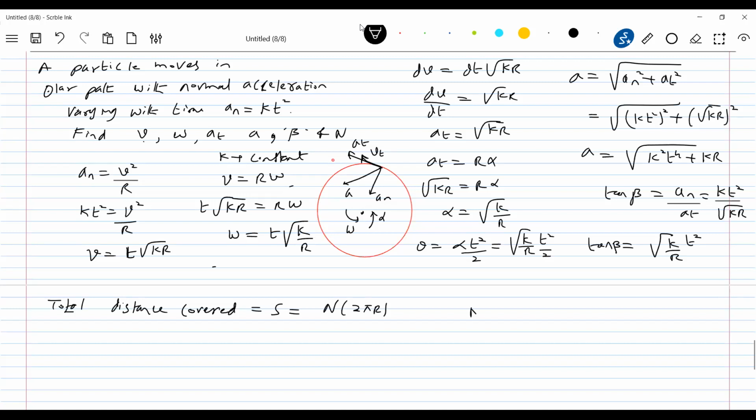And what is n? N is theta by 2 pi. So this will be root of k by R t square by 4 pi, root of k by R. This you substitute here, you get the total distance covered. So what is n? N will be t square.